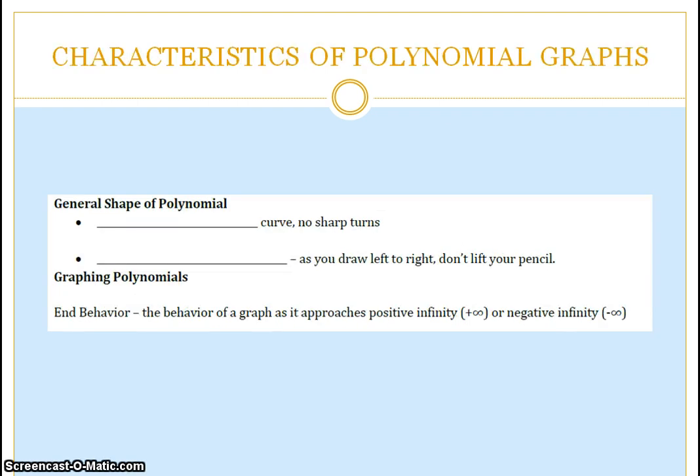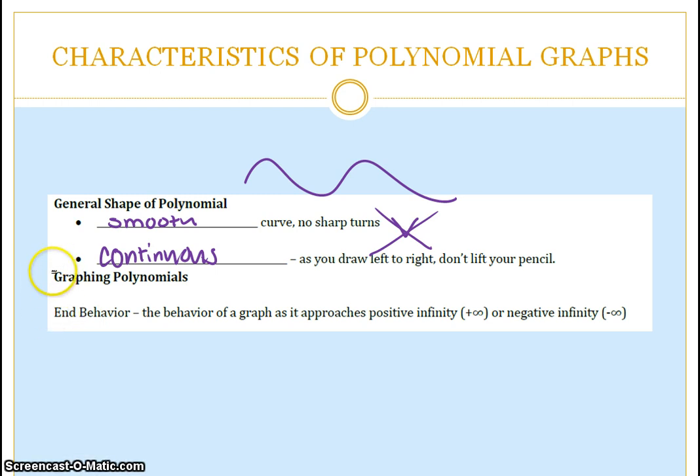So the general shape of polynomials, essentially you're going to have a smooth curve with no sharp turns. So it shouldn't look like a V anywhere. It should just look like smooth curves, no sharp turns. As you draw from left to right, you don't lift your pencil, which is a sign of it being continuous. So no breaks like you had in a piecewise function. And then the end behavior of the graph, as it approaches infinity or negative infinity, is something that we're going to be talking about next.